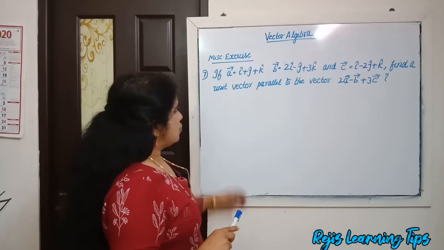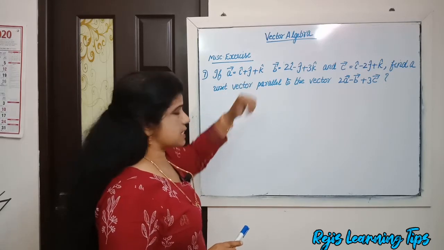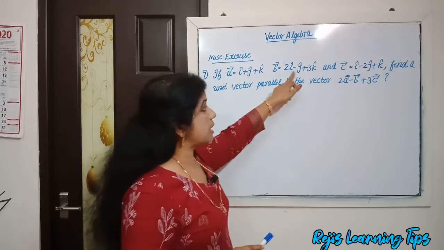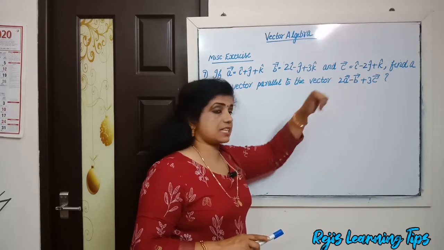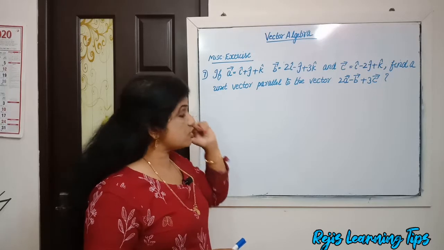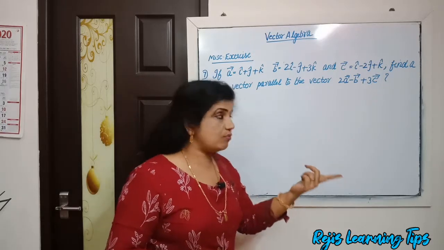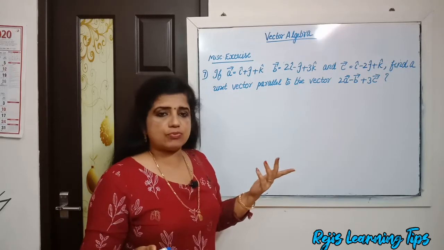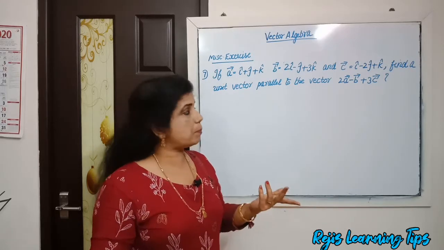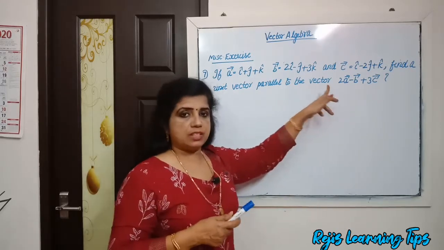Vector A is equal to i plus j plus k. Vector B is equal to 2i minus j plus 3k. Vector C is equal to i minus 2j plus k. Find a unit vector parallel to the vector 2A minus B plus 3C. How can we find a vector parallel to the given vector?